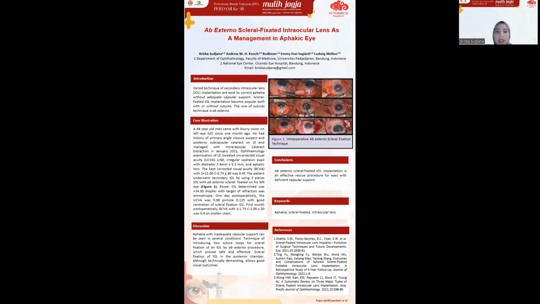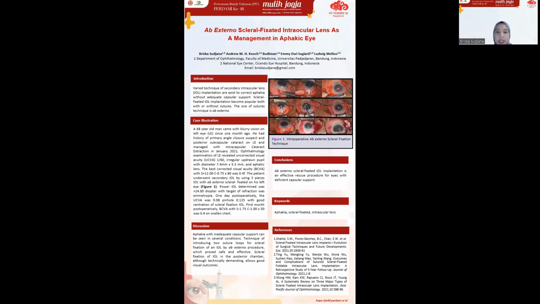1 day postoperatively, the uncorrected visual acuity was 0.08 with pinhole 0.125, with good centration of the scleral fixation IOL. At the first month postoperatively, the best corrected visual acuity with sphere minus 1.75 diopter and cylinder minus 1 at axis 50 was 0.4 on the Snellen chart.